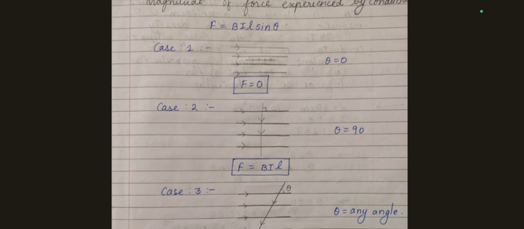So the first one, case 1, we have to consider theta as 0. As we are keeping theta as 0, sin theta is 0, the whole force will become 0, and this will be the parallel condition. So F will become 0 in case number 1. Then case 2, you have to consider theta as 90 degree. Just put it in the formula, sin 90 is 1, so we will get F is equal to BIL. So this will be the condition for perpendicular.